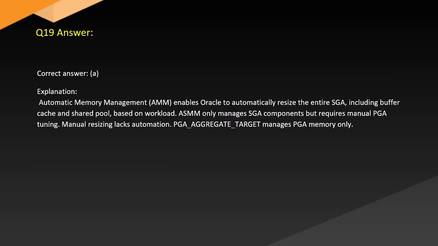Answer. Correct answer: A. Explanation. Automatic Memory Management, AMM, enables Oracle to automatically resize the entire SGA, including buffer cache and shared pool, based on workload. ASMM only manages SGA components but requires manual PGA tuning. Manual resizing lacks automation. PGA aggregate target manages PGA memory only.